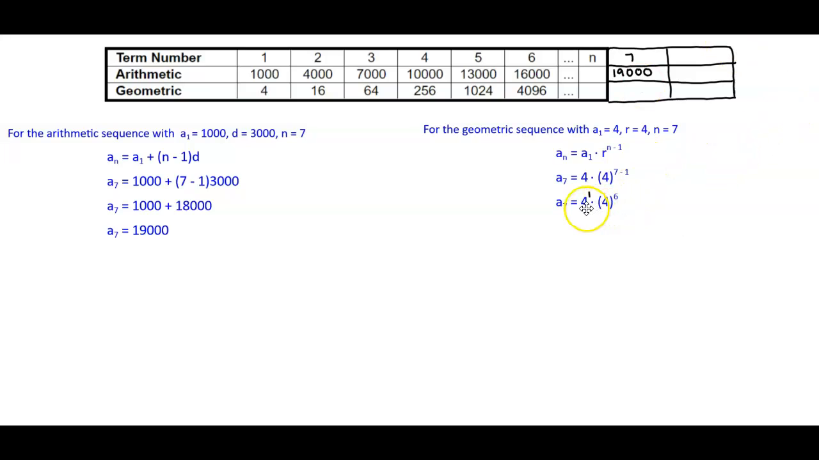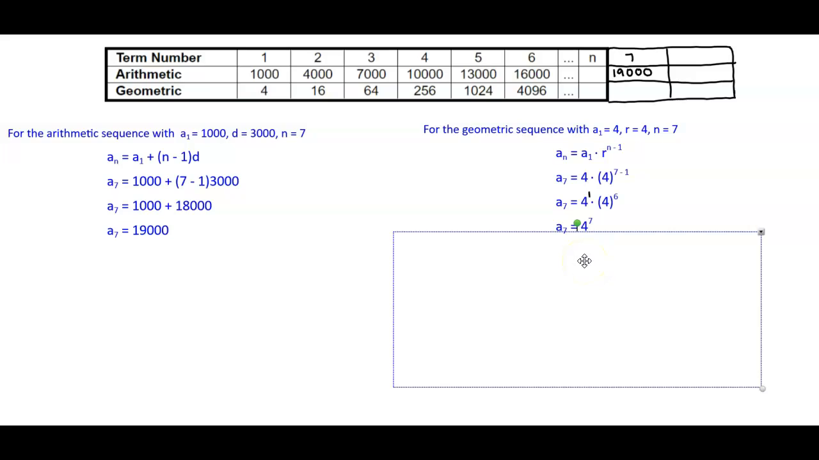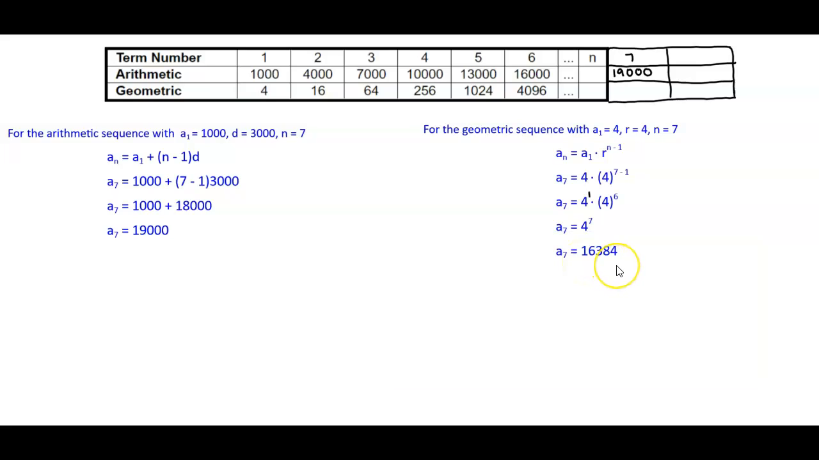Now remember that when you multiply numbers of the same base, you add your exponents. So therefore, we get 4 to the 7th power, and 4 to the 7th power is 16,384. So we can see here that 19,000 is still greater than the next term. So in the seventh term, the arithmetic sequence is still greater than the geometric sequence. Now let's try the eighth term.